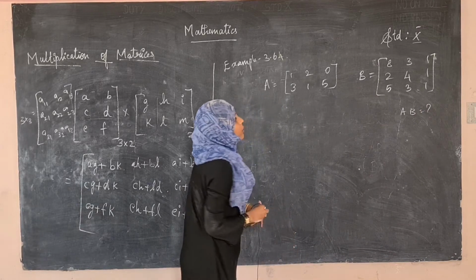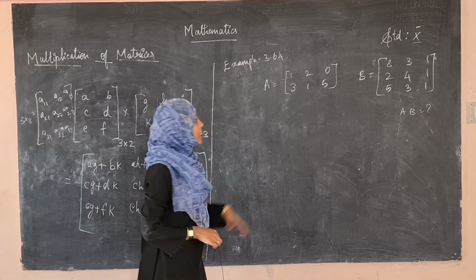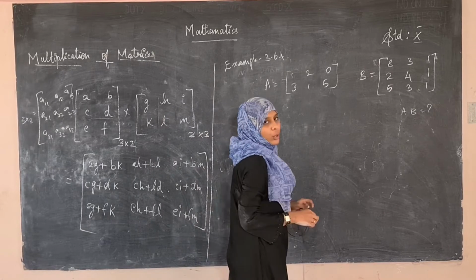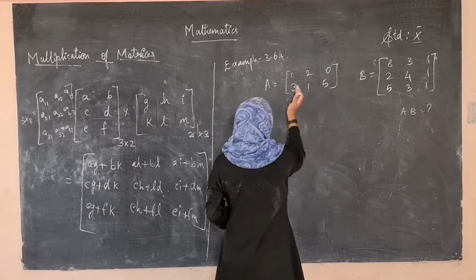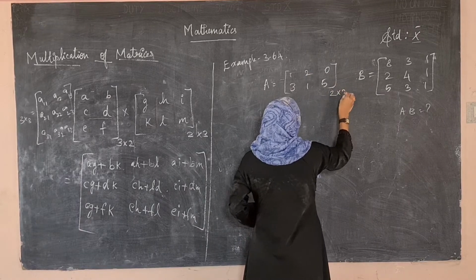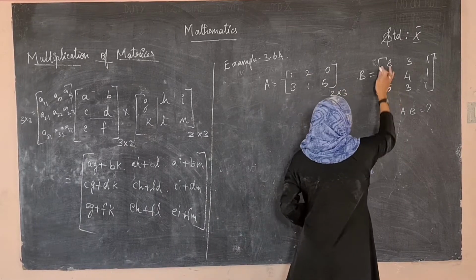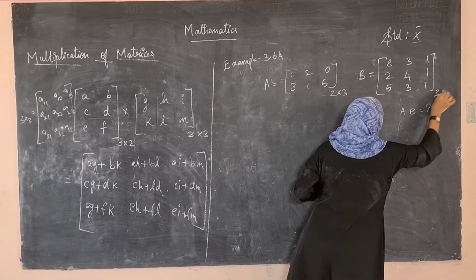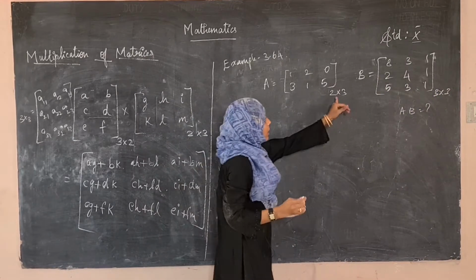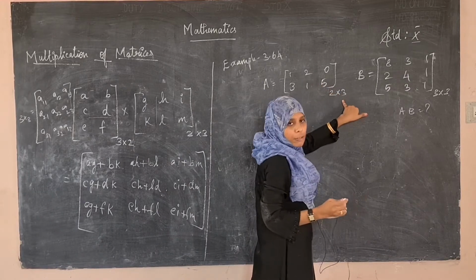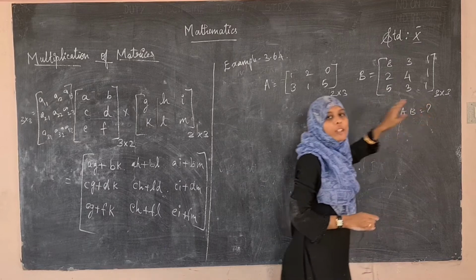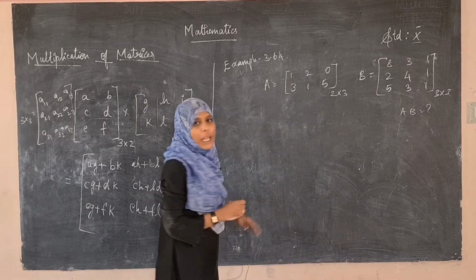Before that, what we have to see is whether matrix multiplication is possible for these two matrices. For that, we have to find the order of the matrices. The order of this matrix is 2 rows and 3 columns, therefore this is 2 cross 3. And the order of this matrix is 3 rows and 3 columns, 3 cross 3. See here, the number of columns in the first matrix A is equal to the number of rows in B. Therefore, this matrix multiplication is possible. You have to write it in words.